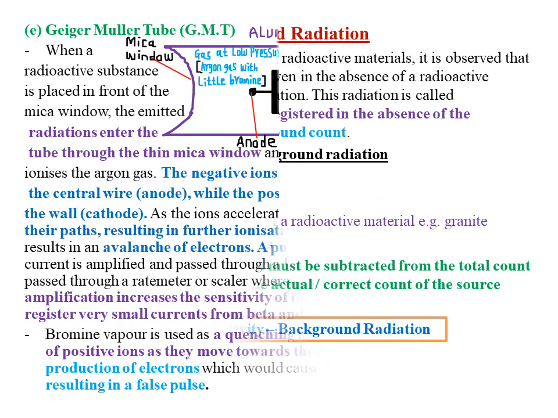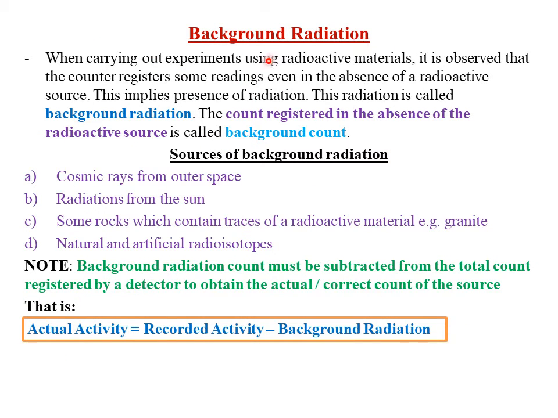Next, we look at background radiation, whereby we are saying that when carrying out experiments using radioactive materials, it is observed that the counter registers some readings even in the absence of a radioactive source. So this implies presence of radiation. This radiation is what we call the background radiation. So the count registered in the absence of a radioactive source is what we are calling the background count. Then let's look at some of the sources of background radiation.